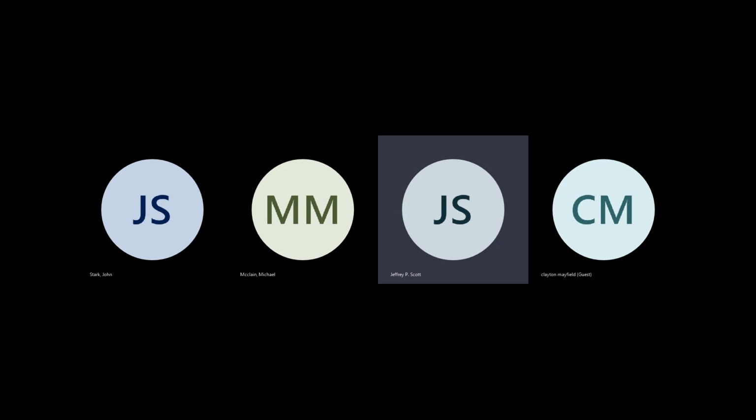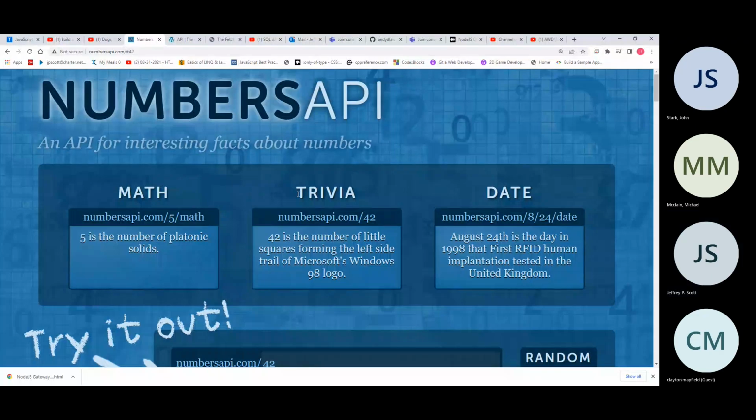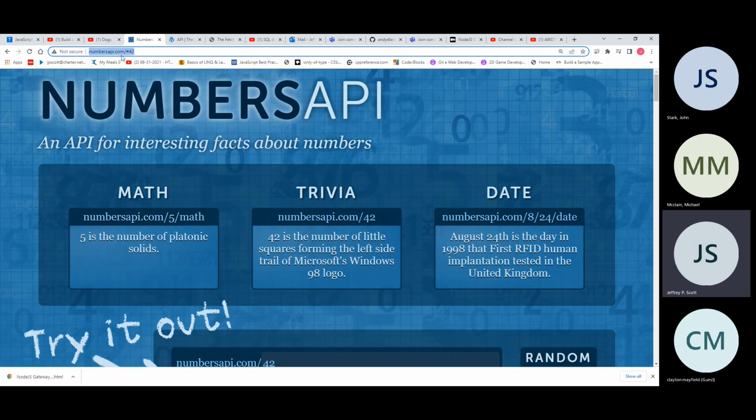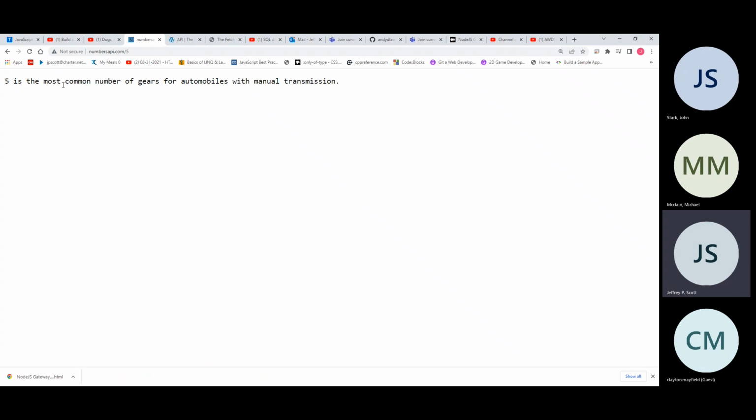So we're going to go out to this numbers API. There are different ways that you can use this. We're going to use the simple one, which is putting a number in here. So we're going to go out to numbersapi.com and give it a number. For example, we'll give it 5. And we get a message: 5 is the most common number of gears for automobiles with manual transmission.